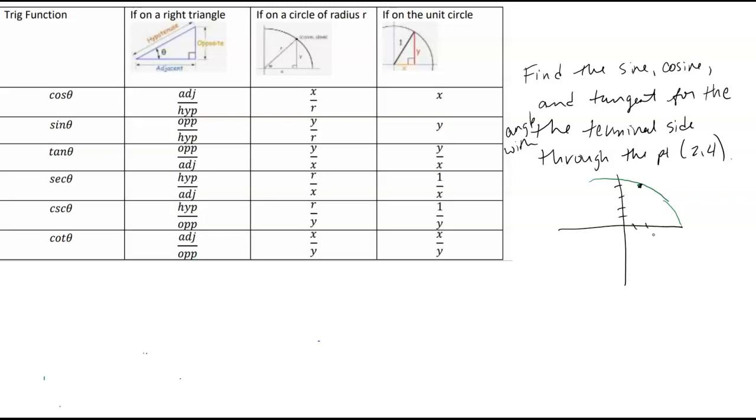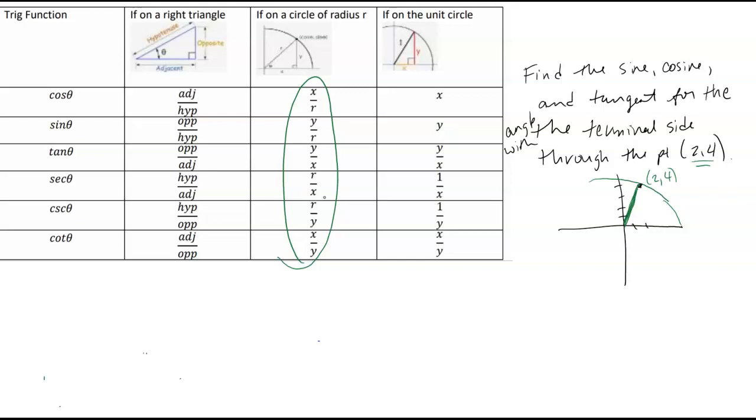Like I know that the x is 2, and I know that the y is 4 because it literally told me those two. But what I would like to know also is probably the radius of this circle. And the reason I want the radius of this circle is because since I'm not on the unit circle, I'm on a circle of radius r. I don't know what that r is. I need to find it so that I can use these formulas that I just circled over here.